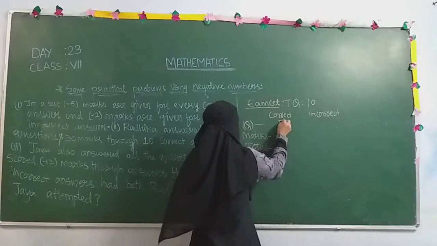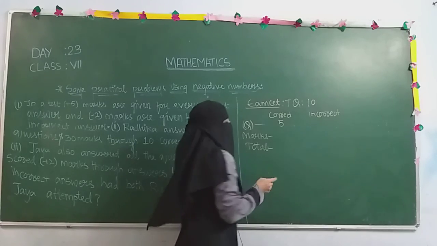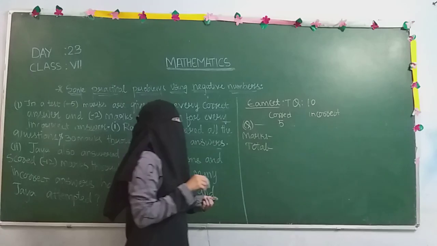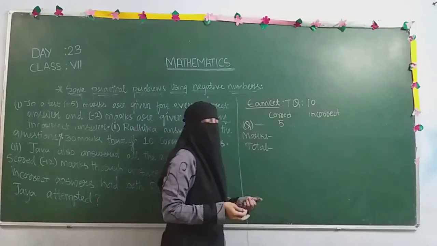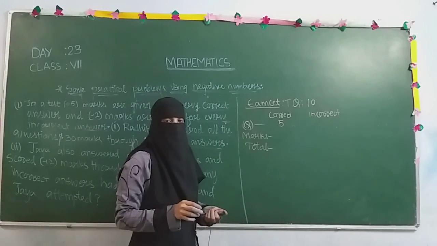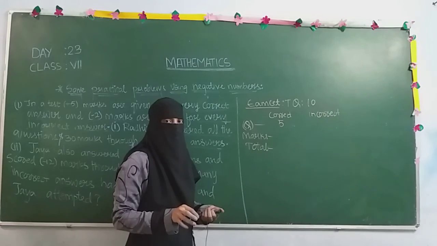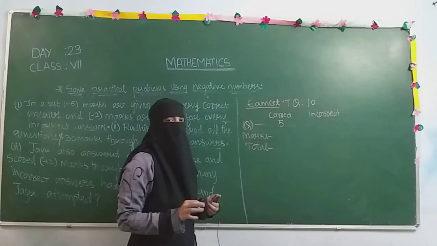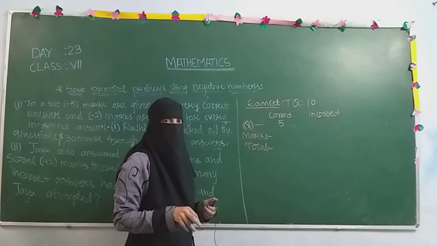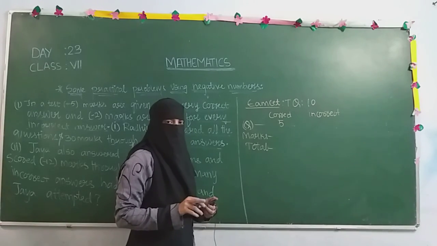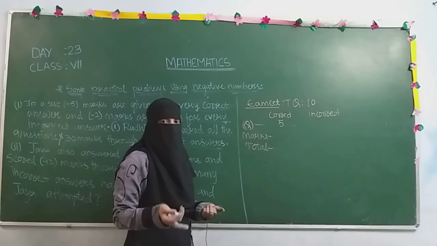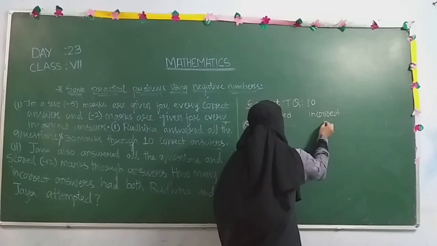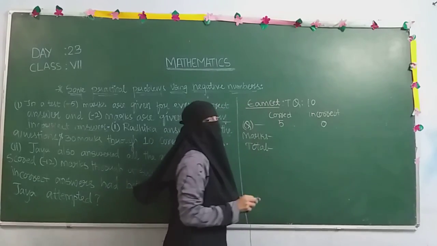Suppose you have attempted 5 questions correctly. Each question carries 1 mark, so definitely for 5 questions you will get 5 marks. For incorrect answers, there are no marks: 0, no negative marks. No -1 marks, nothing is given. They have given marks just for correct answers. For every correct answer you will get 1 mark. For an incorrect answer you will definitely get 0 marks. So for 5 correct you have got 5 marks, and for 5 incorrect you have got 0 marks.